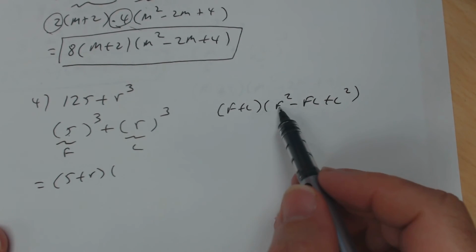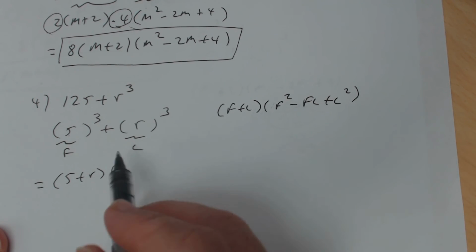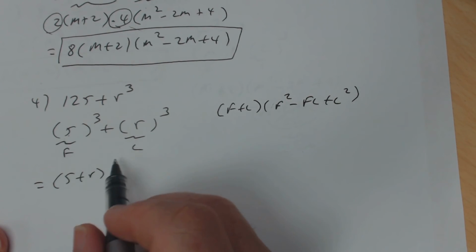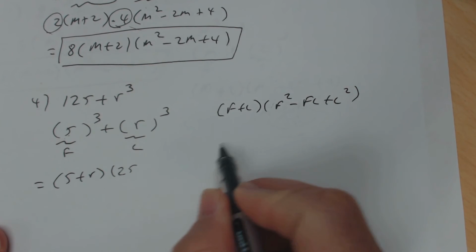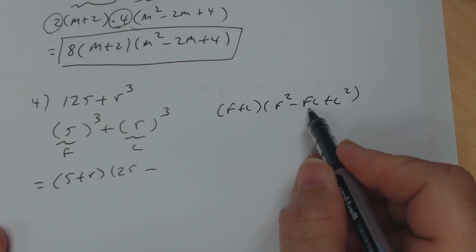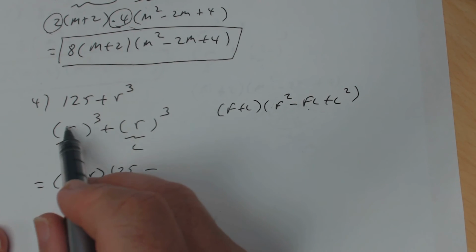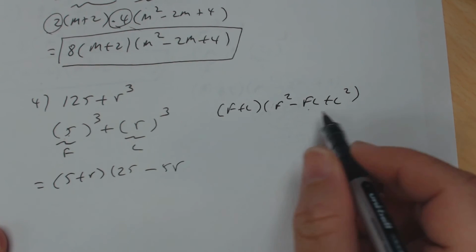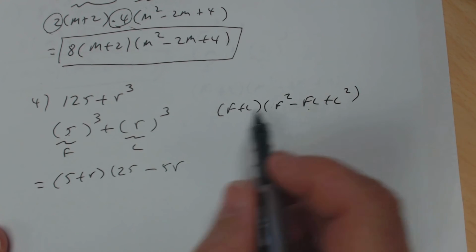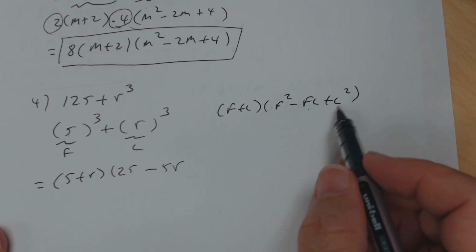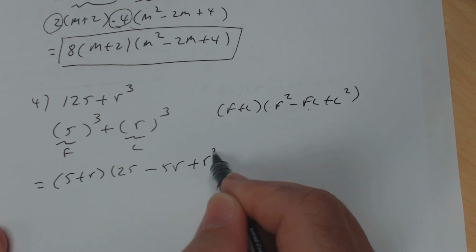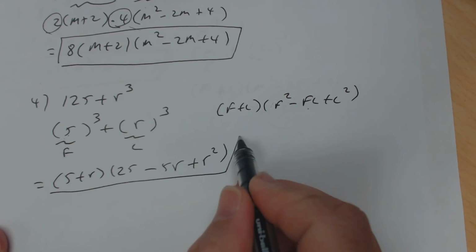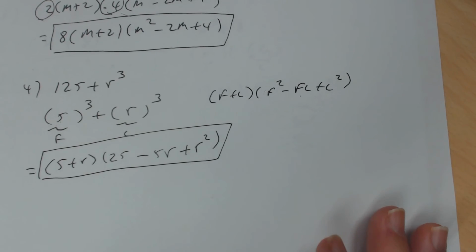So this says I take F and I square it. So I take 5 and I multiply by itself, so that's 25, minus, this says I take F and L, so 5 and R, and I multiply them together, so that's 5R. And this says I take L, which is R, and I multiply by itself, and so I get R squared. And so that's your answer. So that was that one.